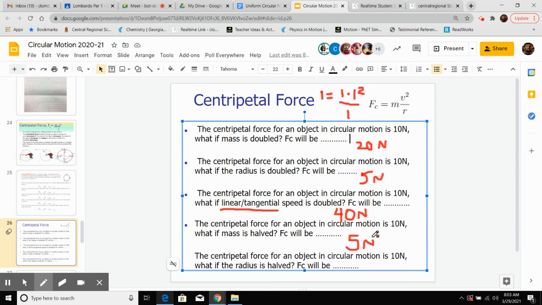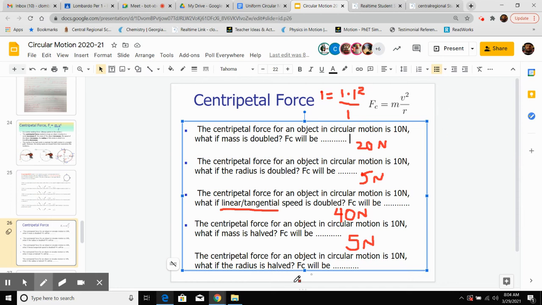Okay, what if the radius is cut in half? Since it's on bottom, essentially it's going to be the opposite of what happens to it. So if it was doubled, then the force would be cut in half. If the radius is cut in half, it's going to be harder to maintain it, right? If it's at a tighter, shorter radius, it's going to be more force required to maintain the speed at which you were originally at.